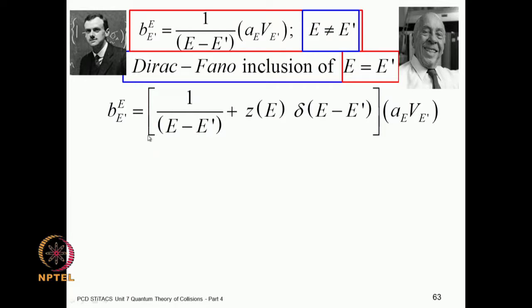And what this technique does, following Dirac, and this is a really beautiful device to handle such situations, is that instead of writing B like this, you write it as 1 over E minus E prime, multiplied by the A_E V_E prime factor. That factor is here, and then over here you add a function Z multiplied by the Dirac delta, because you are going to use it in some integrand. So that will leave a value only when E prime is equal to E, which is just what you want. Okay, so that's the trick.